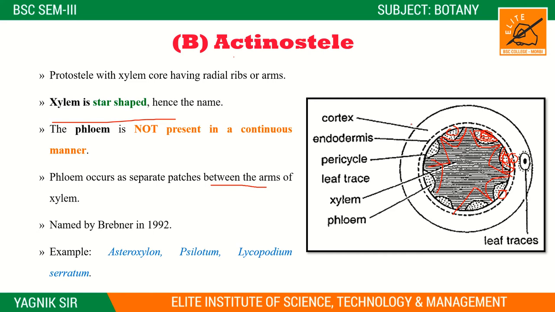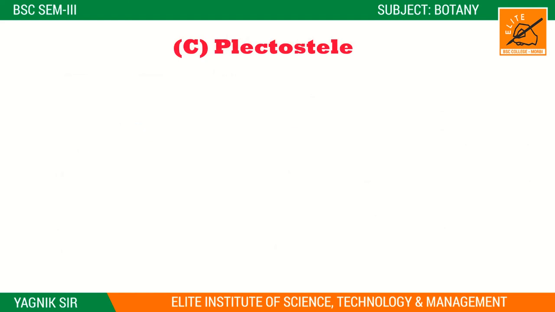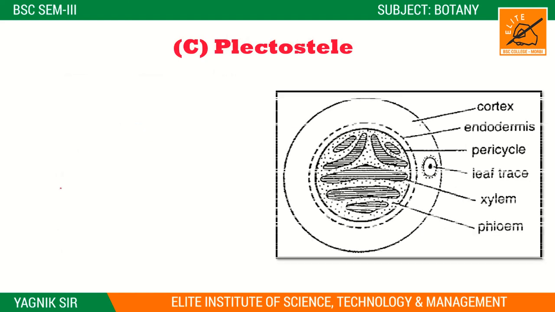Which type? Actinostele. And what is the difference between the another types? So here xylem is a star shape and the phloem are the not a continuous manner, right? Phloem are the arranged in the separate patches type of the arrangement, right? And these patches are the present between the two xylem's arms, right? સિમ્પલ છે ને બધું, ખાલી એરેન્જમેન્ટ જ યાદ રાખવાની છે.